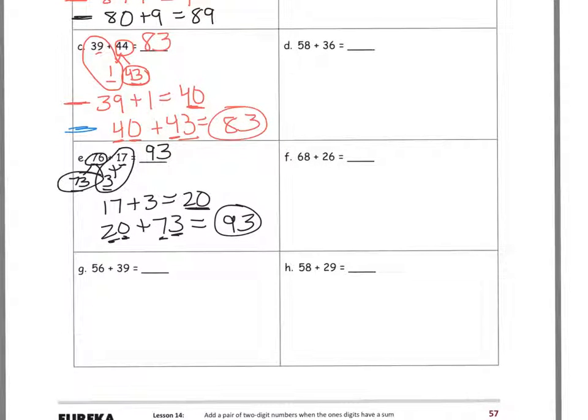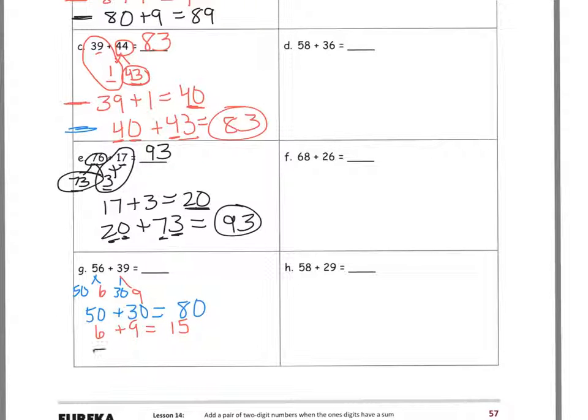And then G, I'll switch back to the other method for this one, so I'm going to break both of them apart. I have 50 and 6, and then 30 and 9. And I did it this way so I can show my tens. I'm going to add my tens first. 5 tens and 3 tens make 8 tens or 80. 6 ones and 9 ones equals 15, or 1 10 and 5 ones. And now I can add those.